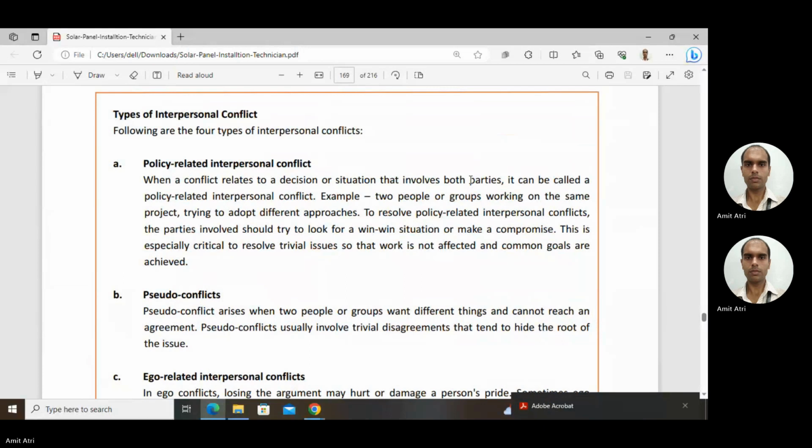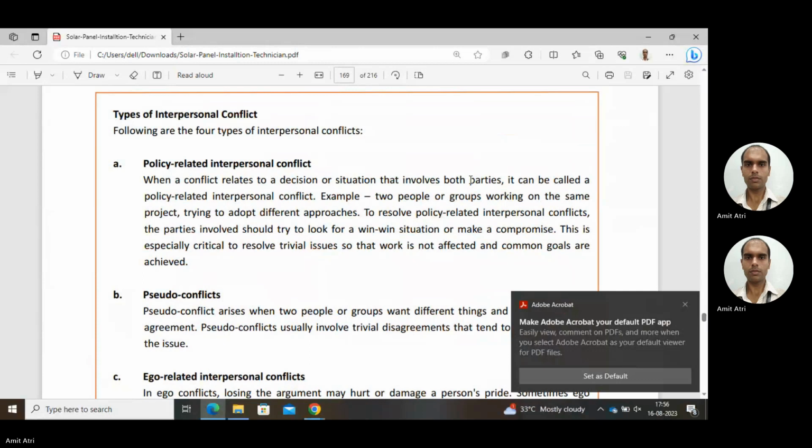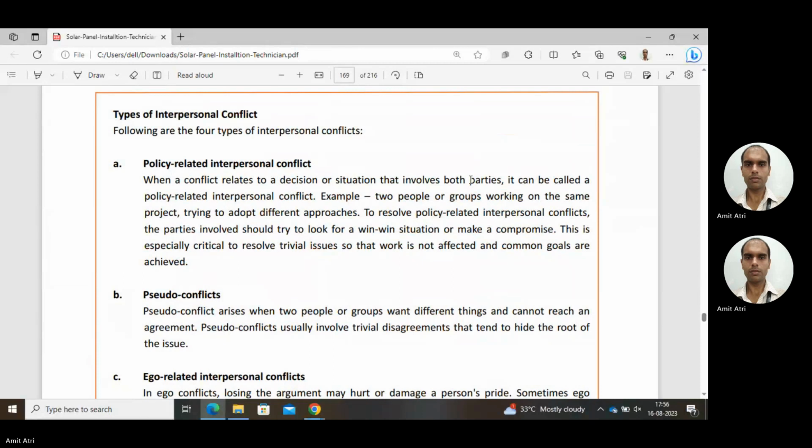So there are four types of interpersonal conflicts. The first one is policy related interpersonal conflict. When a conflict relates to a decision or situation that involves both parties, it can be called a policy related interpersonal conflict. An example is two people or groups working on the same project trying to adopt different approaches.